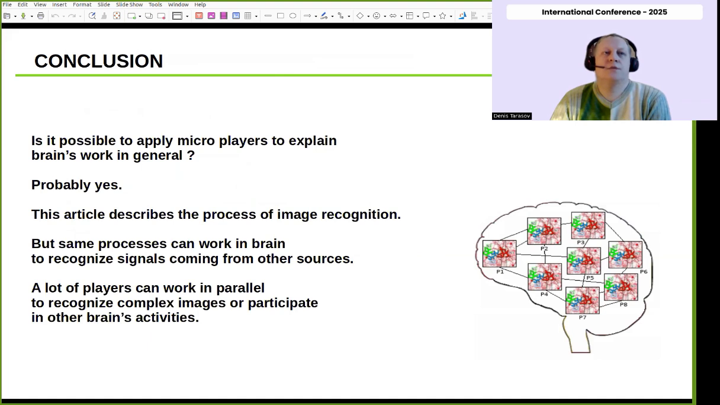It's the conclusion section. Is it possible to apply microplayers to explain the brain's work in general? Probably yes. This article describes the process of image recognition, but some processes can work in the brain to recognize signals coming from other sources. A lot of players can work in parallel to recognize complex images or participate in other brain activities.